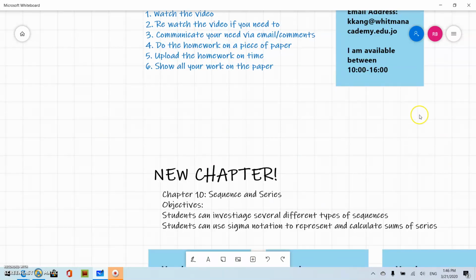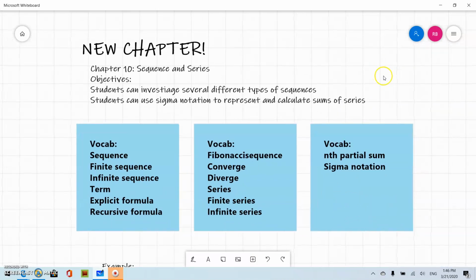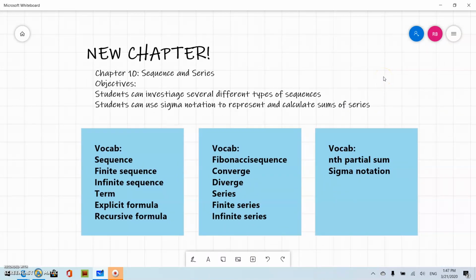Okay, so let's start with a new chapter. We're on Chapter 10, sequences and series. Before we start the chapter, there's some vocabulary we need to go over. I don't remember if we did anything in Algebra 2, but I will just assume that this is all new to you. If you have a textbook, you can go to page 590, and that's where I'm starting.